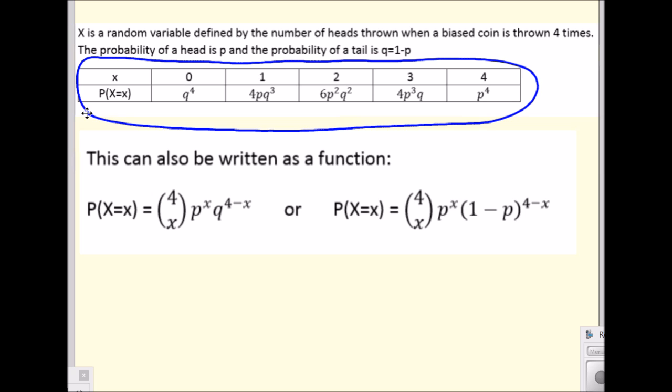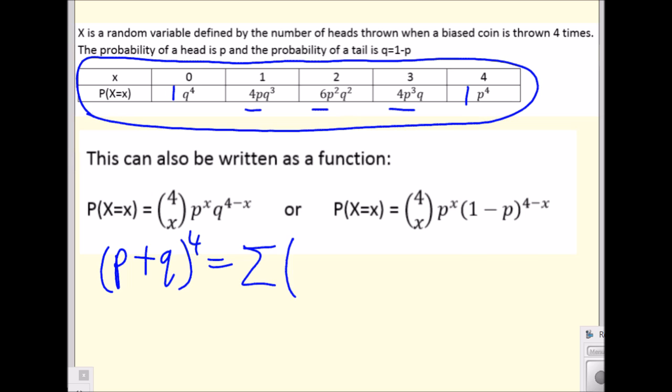Now, again, we have the binomial coefficients 1, 4, 6, 4, 1 from the Pascal's triangle. So there's definitely a link with the binomial expansion. Do you remember if we did P plus Q to the power 4, one way to write that is like this.